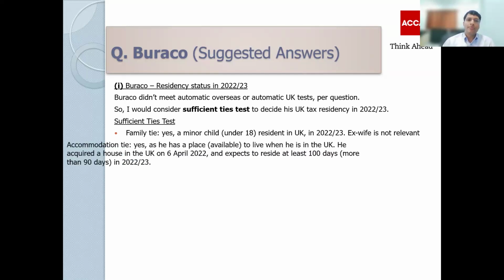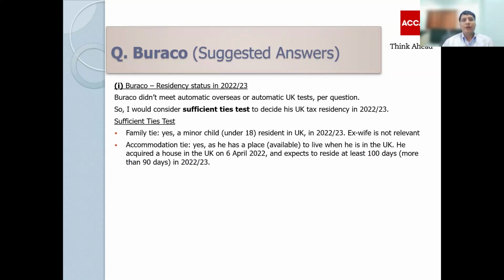The second tie is accommodation tie. Yes or no? The answer looks like yes, because he has a place to live in the UK. Don't forget, it doesn't always have to be his home, as long as a place is available to live when he is in the UK. When you say place available, you may say there's always a hotel room available, but it is not available for you. It is available for everyone. Therefore, accommodation tie means try and find a place that is available for you to live in when you come to the UK.